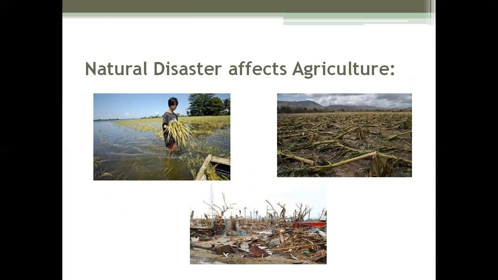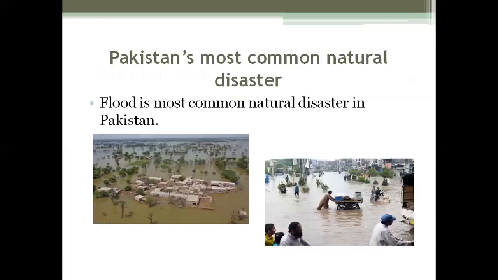See in these pictures, in this first picture you can see the whole harvest has been destroyed due to the water, due to the flooding. Okay, then again in this picture you can see natural disasters are very dangerous and they destroy your whole harvest, your crops. Okay, and cause great damage to the farmers.